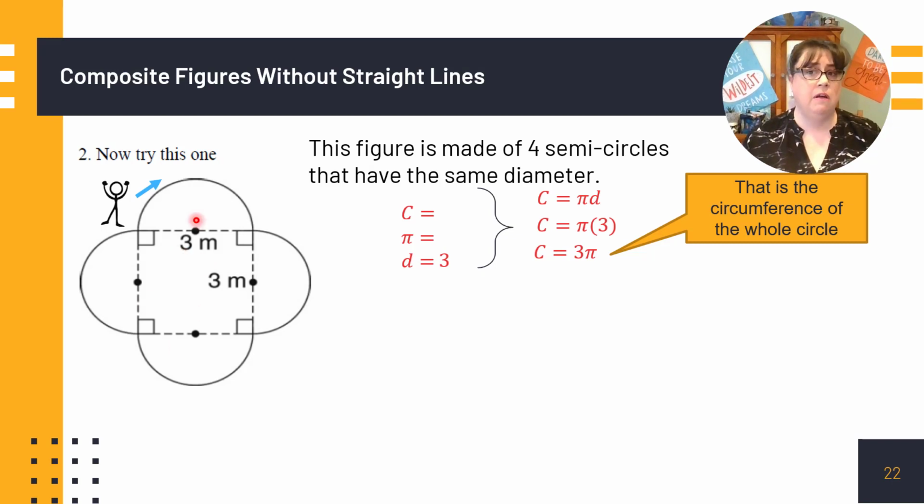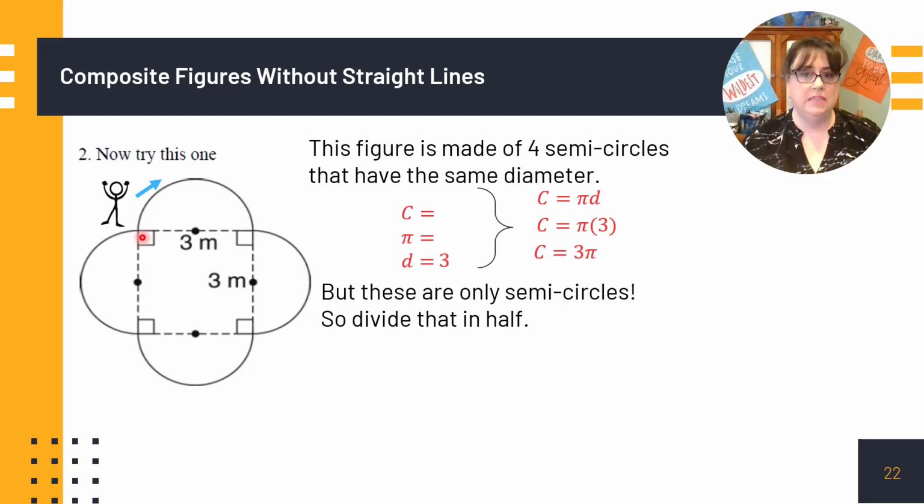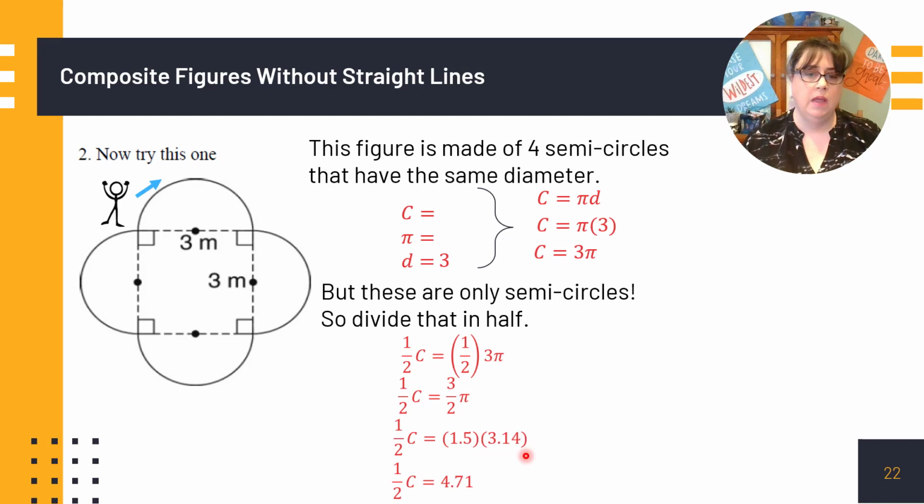Now I need to figure out what's going on here. That's if I had the whole circle, but this isn't a whole circle. This is a half of a circle. Since these are only semicircles, I need to divide that in half. So half of the circumference is 1/2 of 3 pi, which is 3/2 pi, a little bit ugly right now. So let's put it into a decimal. We'll take the 3/2 and make it 1.5 and our pi into 3.14, and so 4.71.